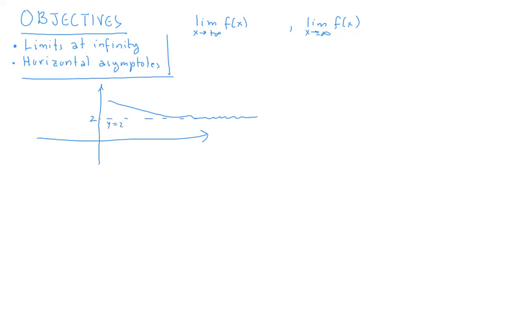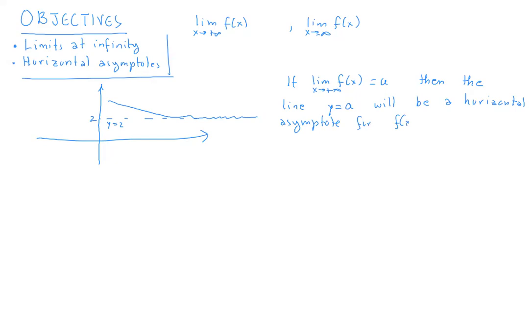And in this case, if the limit as x tends to infinity of f of x is a, then the line y equals a will be called a horizontal asymptote for f of x, or for the graph of f of x, we could say, at positive infinity.